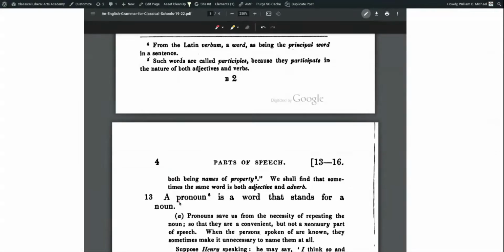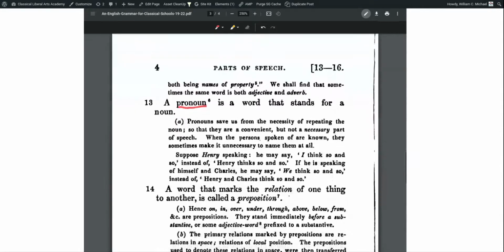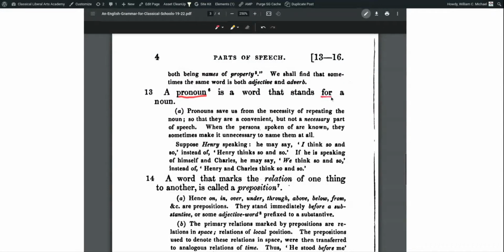Next, we have the pronoun. A pronoun is a word that stands for a noun. The Latin word pro means for. So for a noun is what a pronoun is. A pronoun is a word that stands for, pro, a noun. Pronoun stands for or in place of a word. Pronouns save us from the necessity of repeating the noun. So they are convenient, but they are not a necessary part of speech.